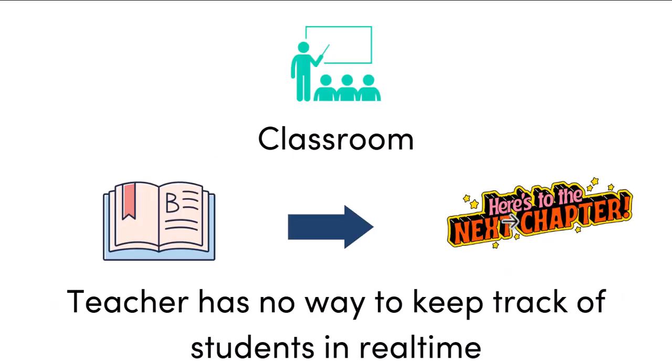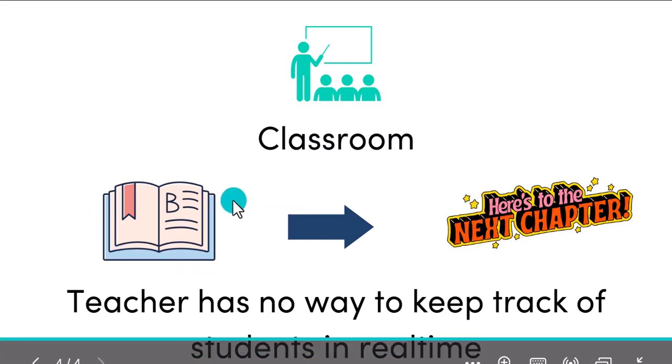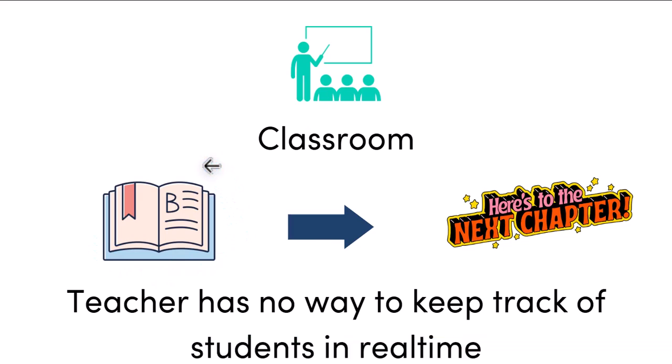Compare this with a normal classroom setting, where a chapter is taught, all students are given the instruction, and without ensuring that every student has mastered it, the teacher is forced to move to the next chapter. The problem is the teacher has no way to keep track of students in real time. She cannot ensure that every child masters the particular unit before moving on to the next chapter. This is the normal classroom setting that we have, and therefore learning outcomes are compromised.